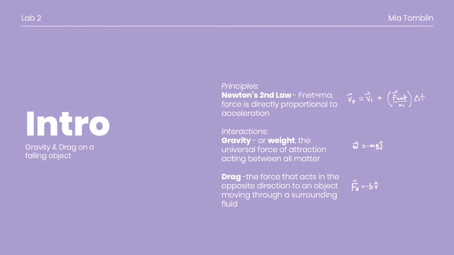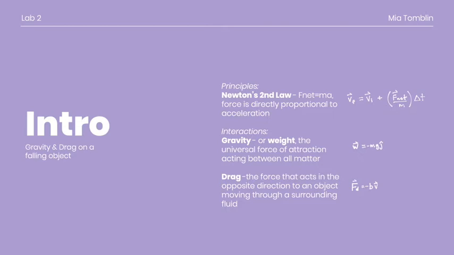To find the net force in the system, I had to calculate both gravity and drag forces. Gravity, also known as weight, is found by multiplying mass by the gravitational constant g, which for our context, studying an object on Earth, is 9.8. The force of gravity is always in the negative y direction, which is why the negative sign and j hat are included in the formula.